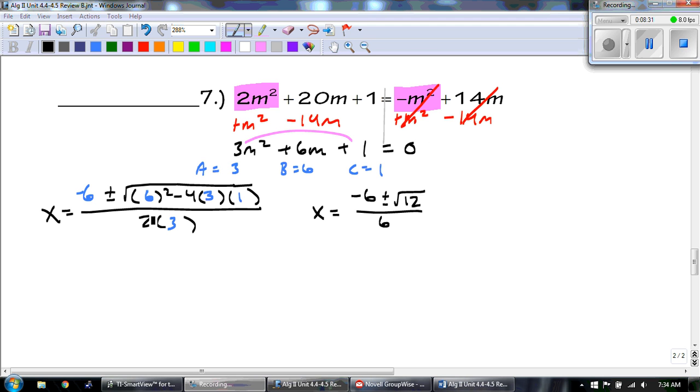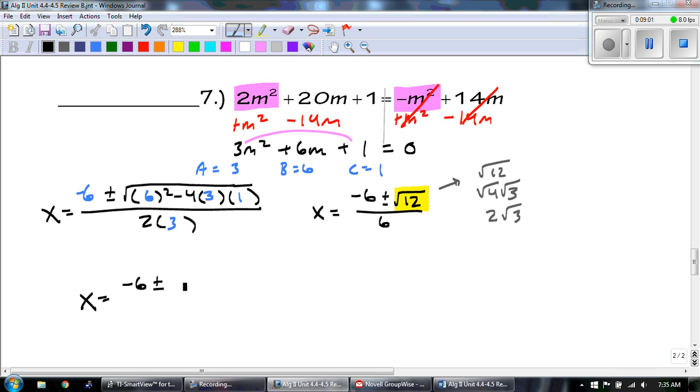Okay, so remember opposite of b, so that's a negative 6. And then once you do everything, you get 6 on the bottom and a 12 underneath the square root. So to break down the square root of 12, I would check out if 9 goes into it, and it doesn't, and 4. So square root 4 and square root 3. Square root of 4 is 2, square root 3. So x equals negative 6 plus or minus 2 square root 3, all divided by 6.